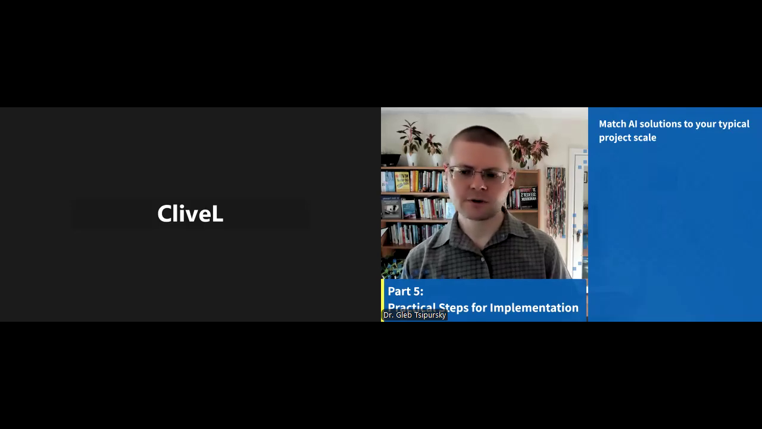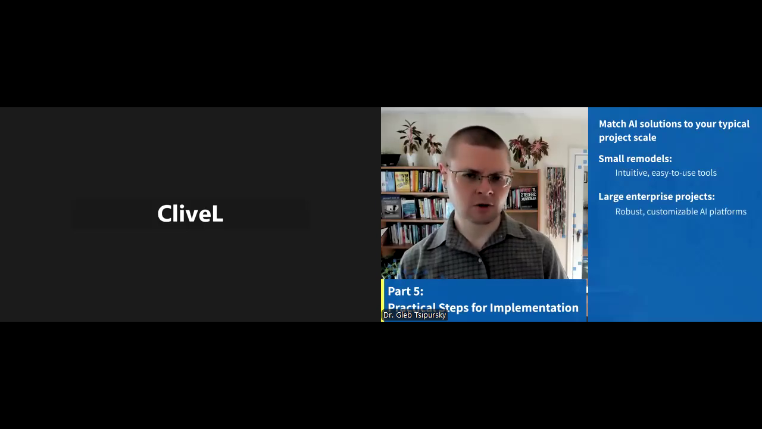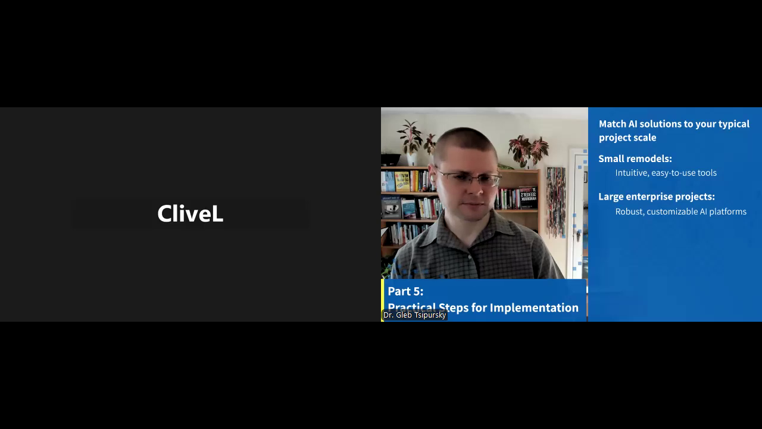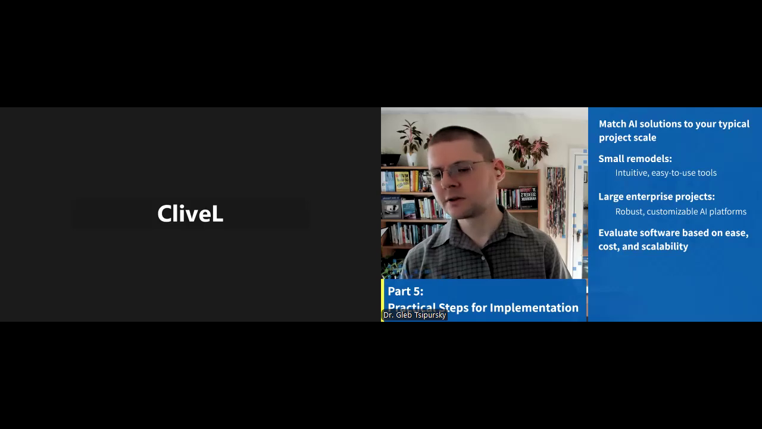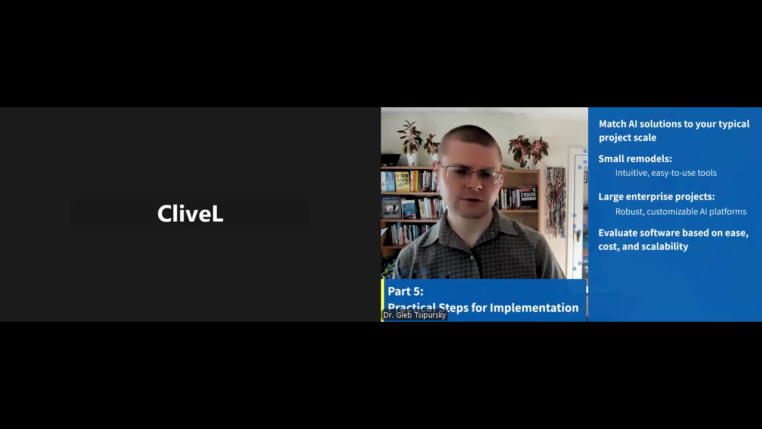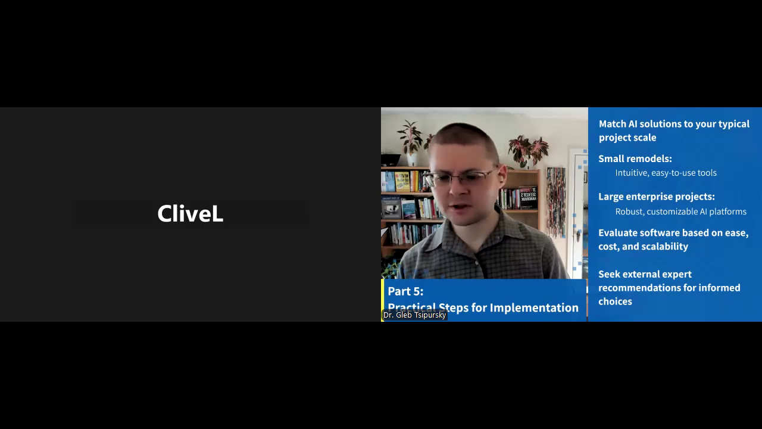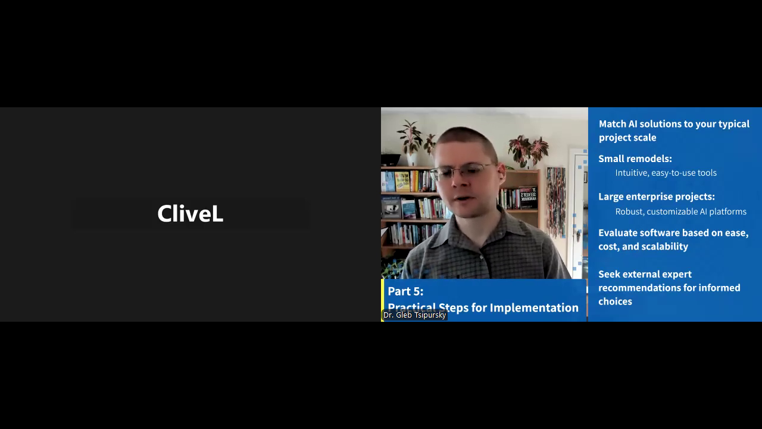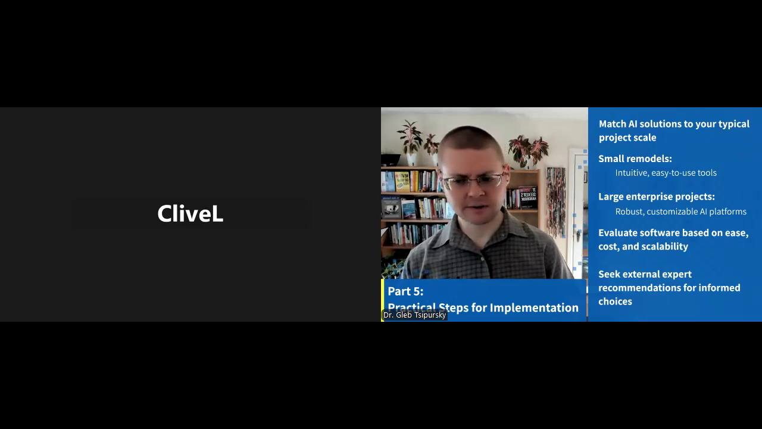Match AI solutions to your typical project scale. Small remodels, that's good for intuitive, more easy to use tools that clients can easily check out. Large enterprise projects need robust and customizable AI platforms, like the ones I mentioned before, Qubit and so on. Evaluate software based on ease, cost, and scalability. So again, using scalability is really important. You don't want to use a tool that's going to cost you an arm and a leg to scale out after you finish the pilot. And have external experts who can recommend choices that are specifically fit for office designers.